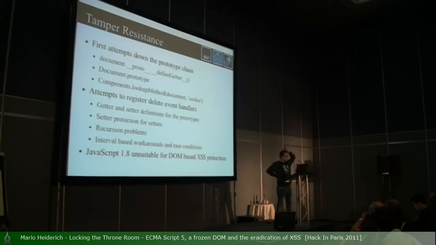We played with document.__proto__ and the __defineGetter__. We played with the constructor, going down to the prototype of the constructor. We played with the Firefox guts, which is findable in the components constructor. We played with the lookup method, trying to define it there, overwrite it, redefine it, and all that stuff. And we never found a way to make it really tamper safe.